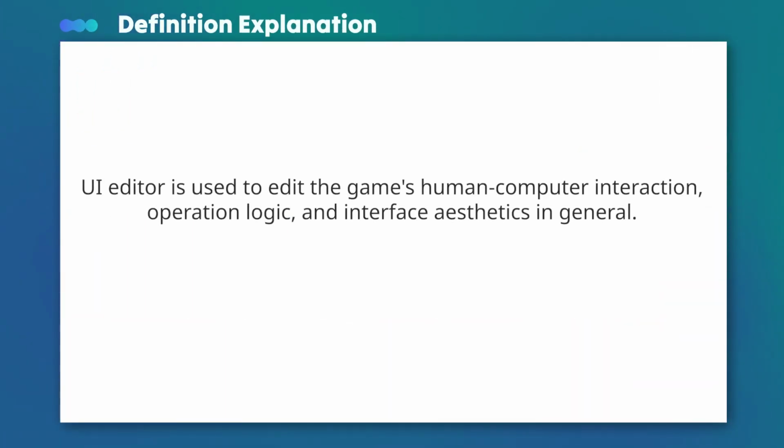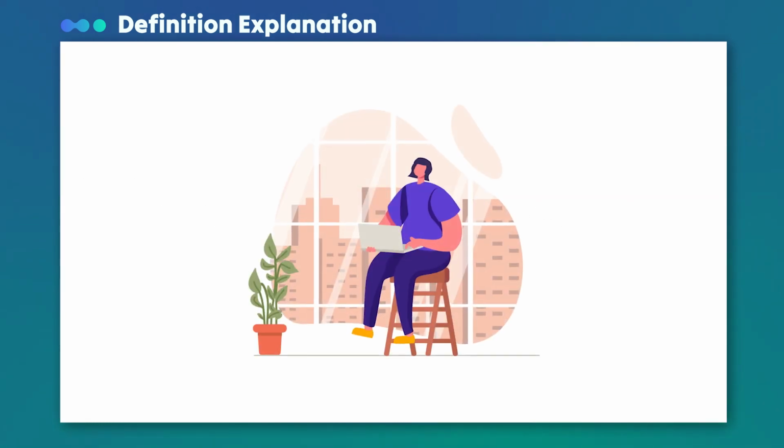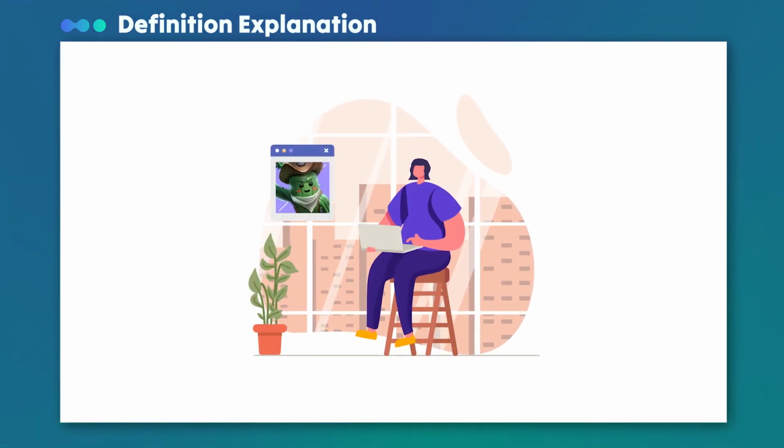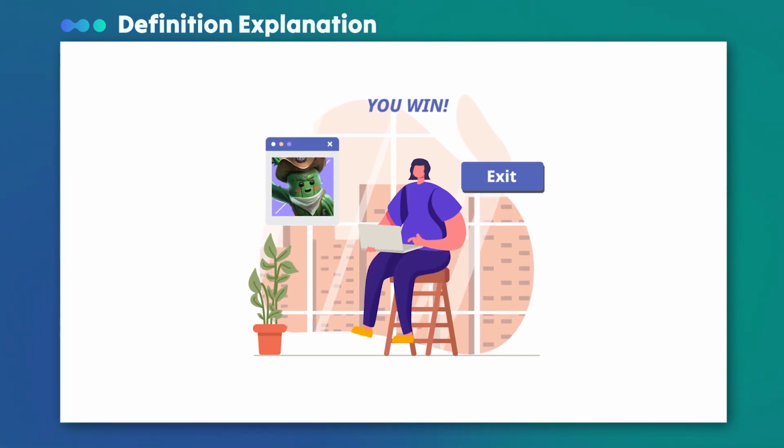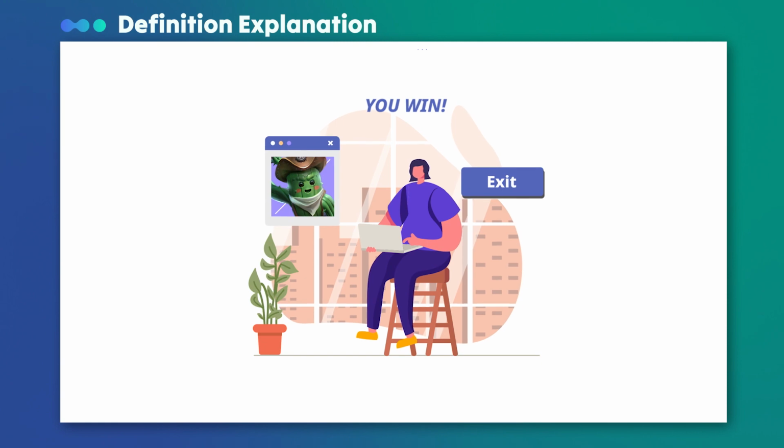The UI editor is used to edit the software's human-computer interaction, operation logic, and interface aesthetics in general. We usually use components such as picture, text, buttons to interact with players on the interface, thereby enriching and enhancing their game experience.